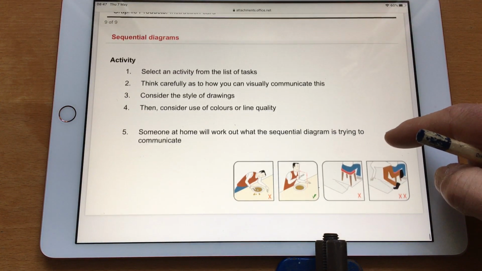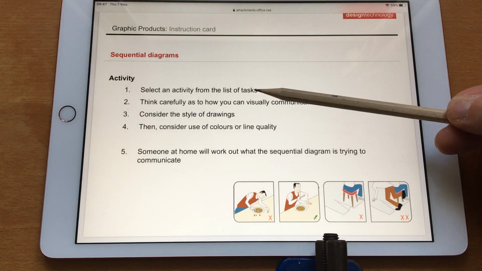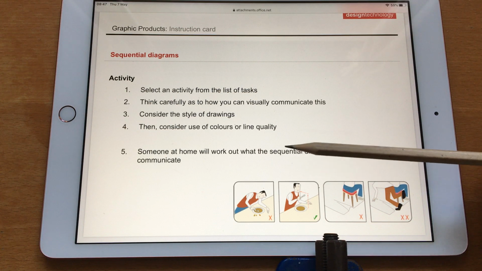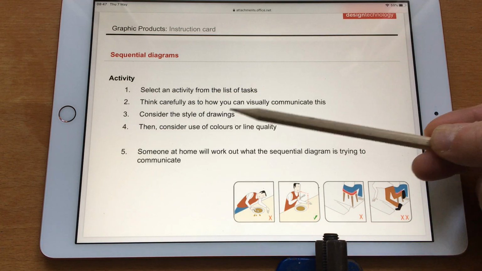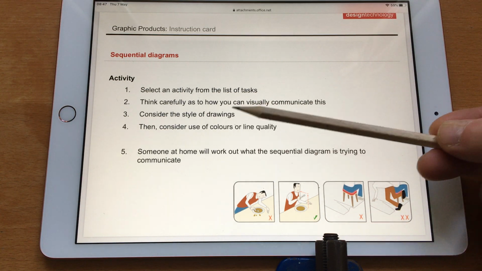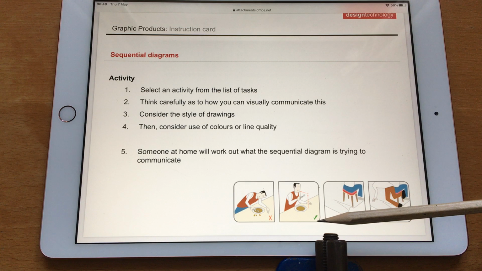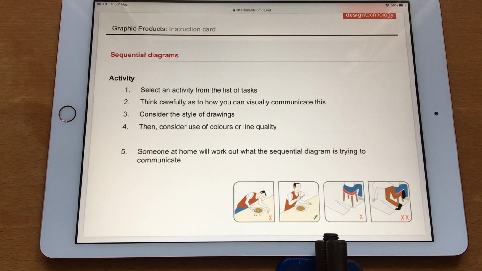So on the next video, the task, you'll need to download the other attachment called descriptors. You need to select an activity from the list of tasks on there. Think carefully about how you're going to visually communicate this. We're going to think about the style of drawing, if you want to draw in 3D or in 2D. Then hopefully you can consider the use of colours, and then we're going to ask somebody in your household, see if they can work out what it is you're trying to communicate using your sequential diagram. It's only going to be over 5 stages. Okay.